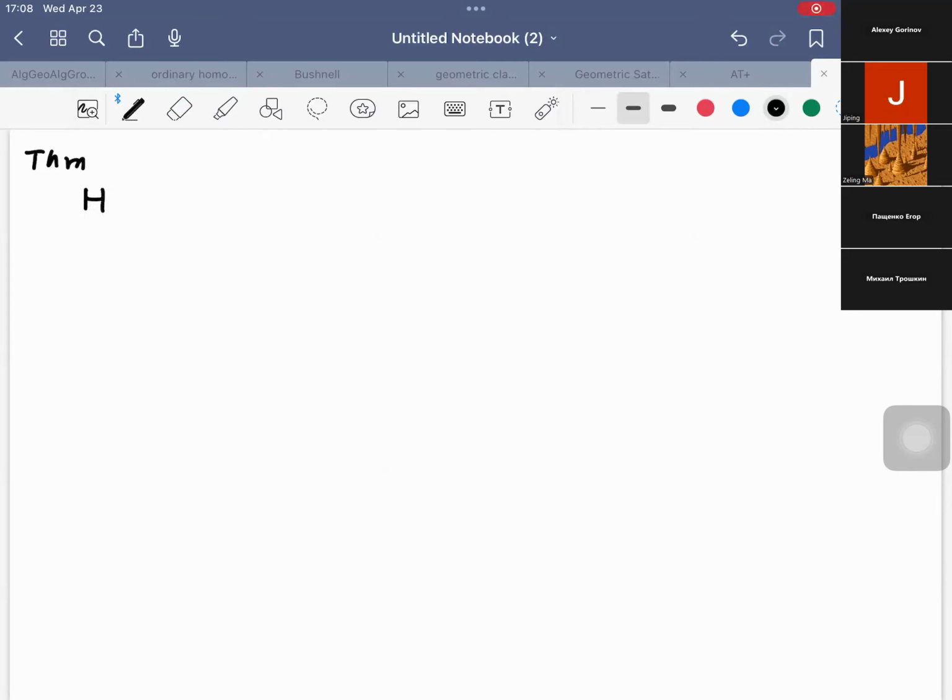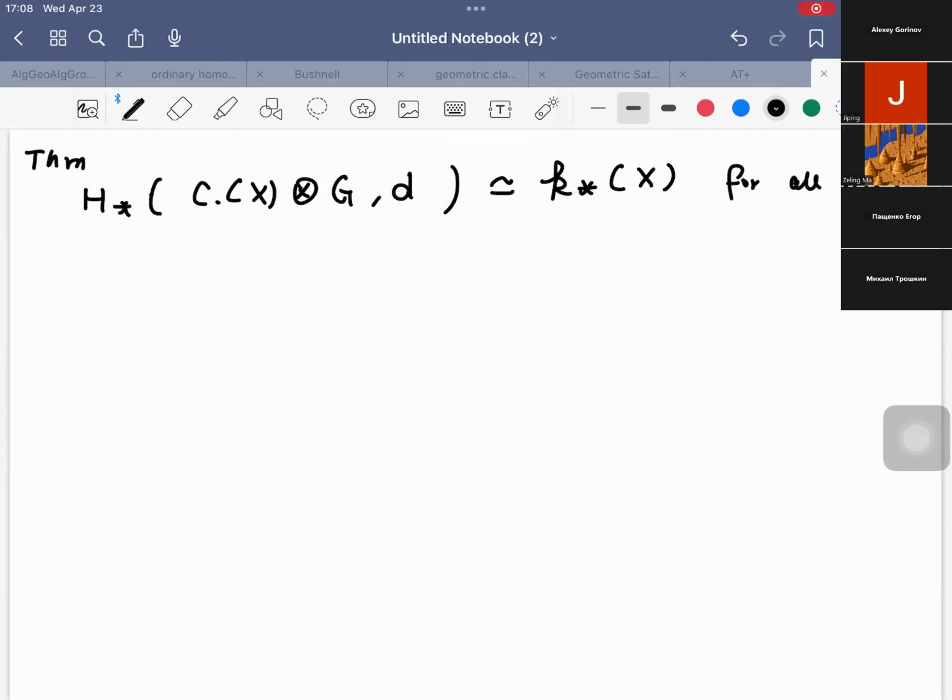The theorem says there is an isomorphism from the, maybe we can see star here, the differential, isomorphism to K star X.